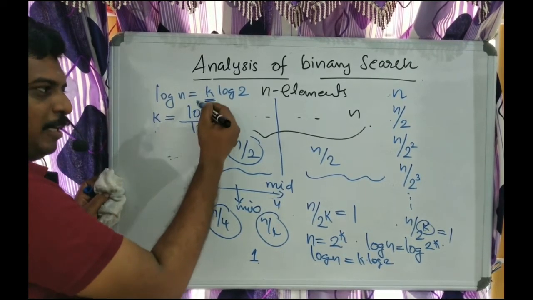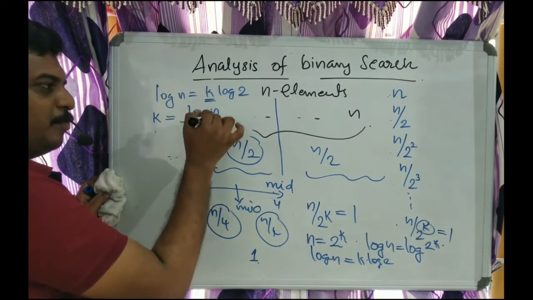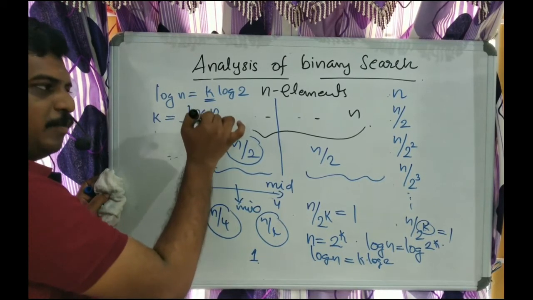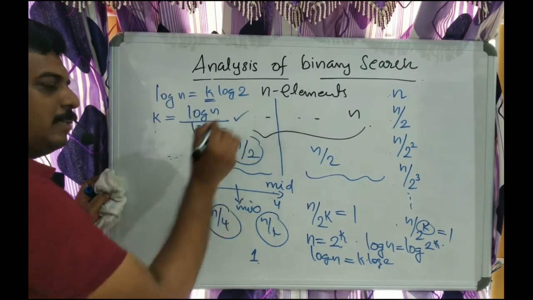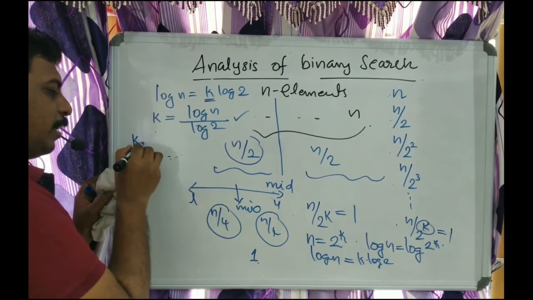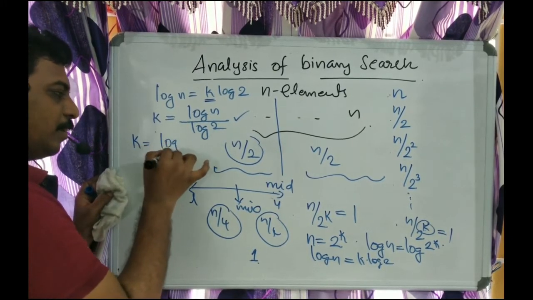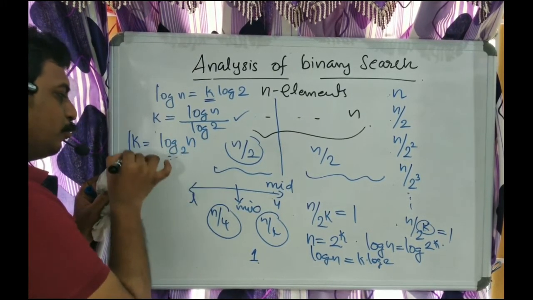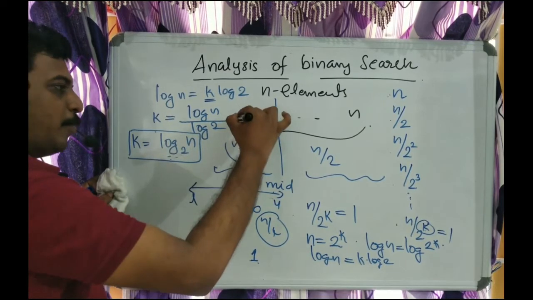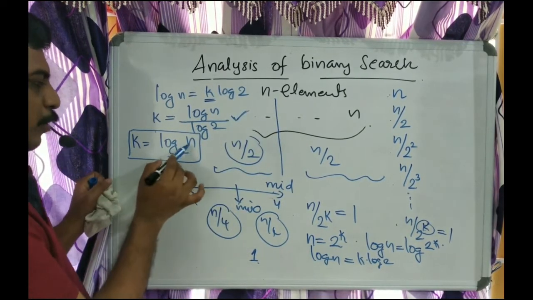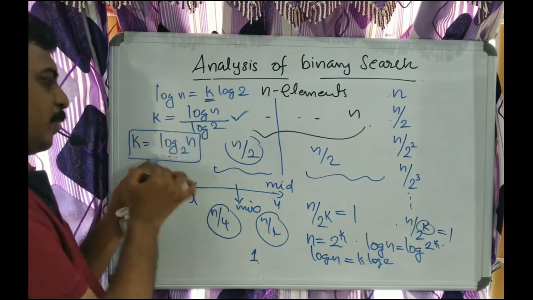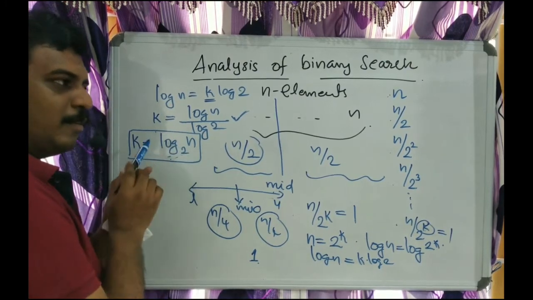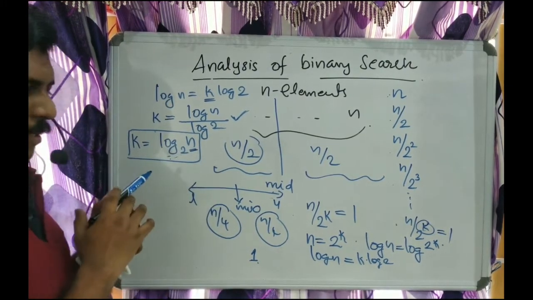We don't know the base, which means these two logarithms have the same base. So you can apply the logarithmic rule: if you have the same base, you can write this as log n to the base 2. This is the property of logarithm. So k equals log n to the base 2, which means this many comparisons will take place. So this is the complexity of the binary search algorithm.